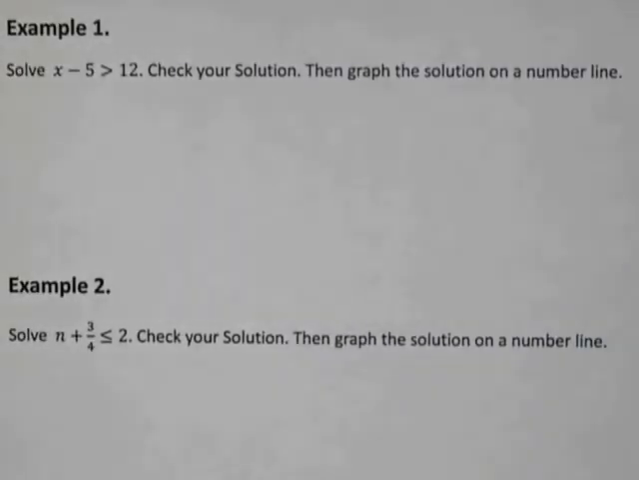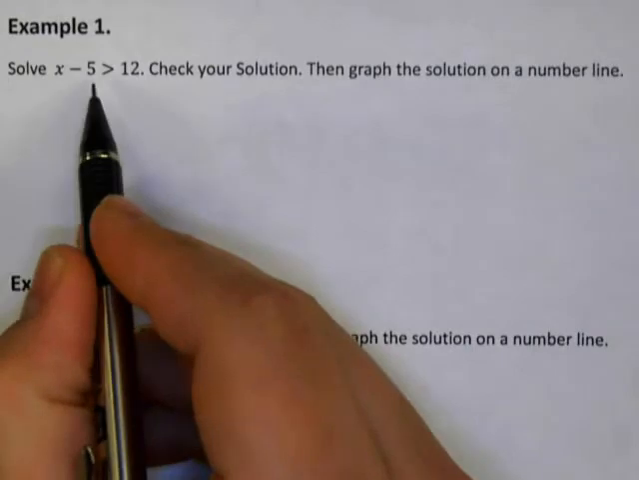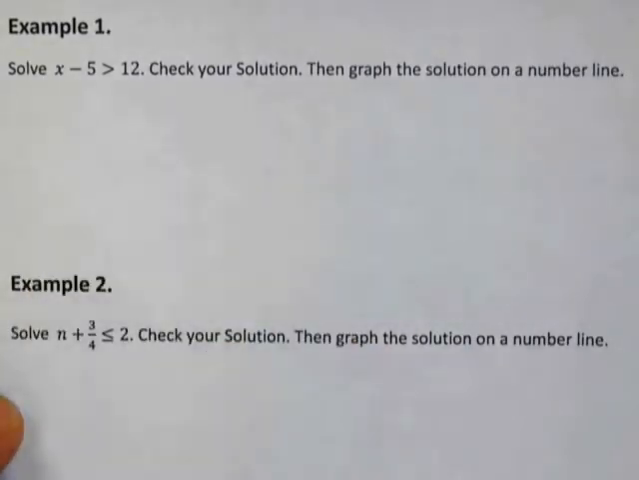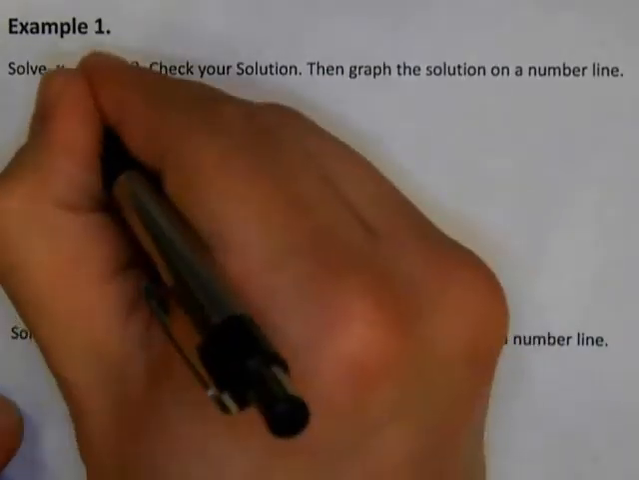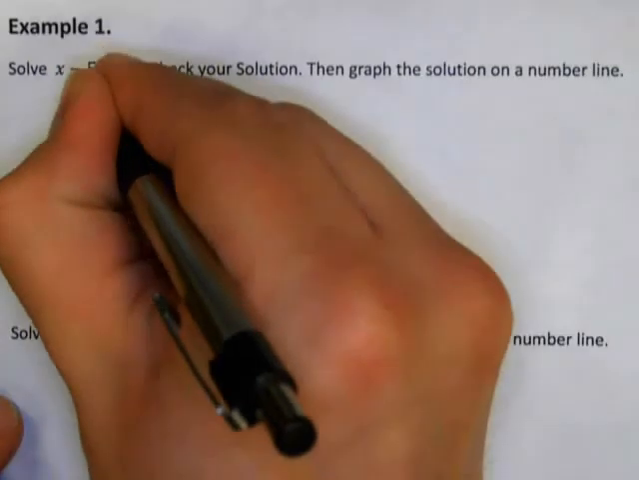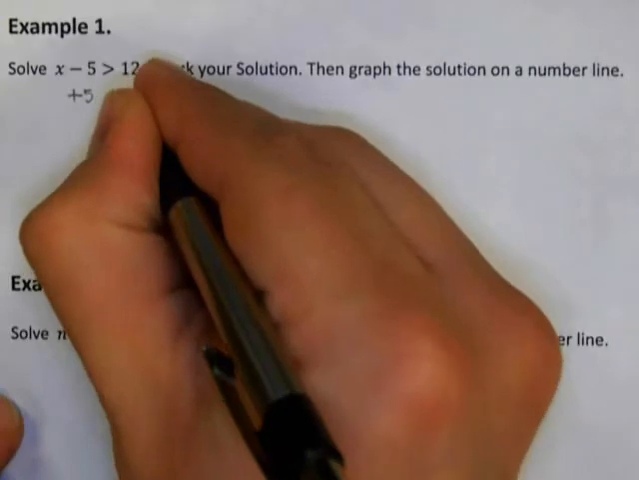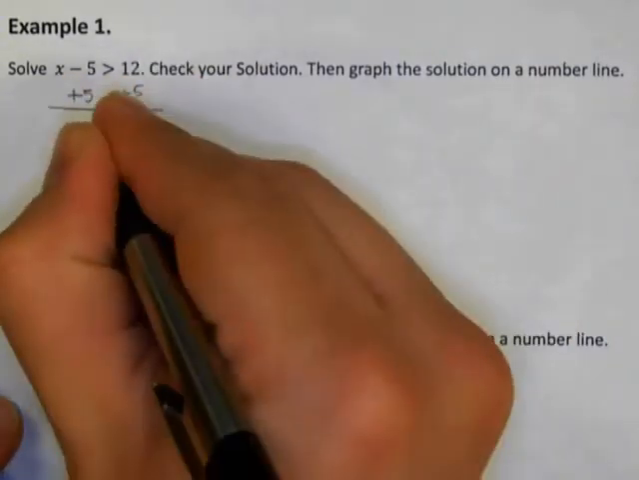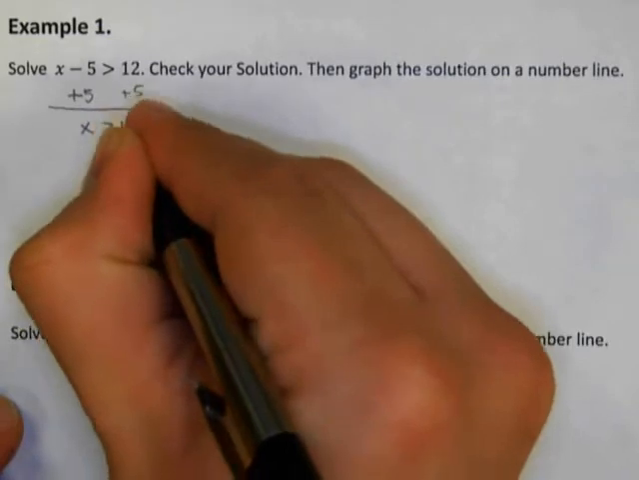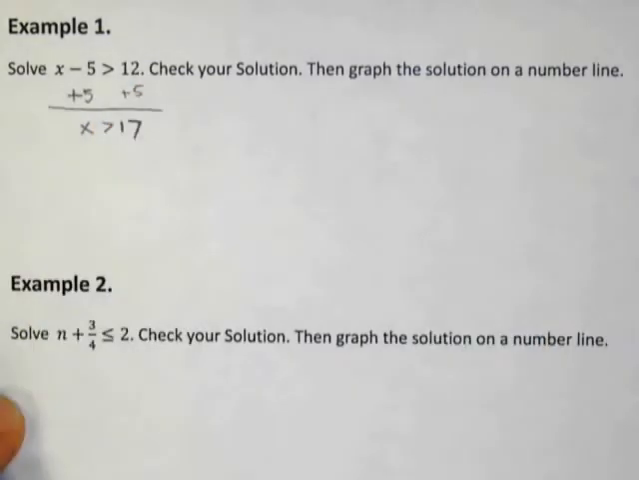All right, so example 1 says to solve x minus 5 is greater than 12, check your solution, then graph your solution on a number line. Okay, so this is going to be three steps here, but the first part is we need to solve x minus 5 is greater than 12. To figure out what values of x are going to give you a number greater than 12, all you have to do is add 5 to both sides. Because x is subtracting 5, we have to add 5 to both sides. And when we do that, we're going to see that x is greater than 17.